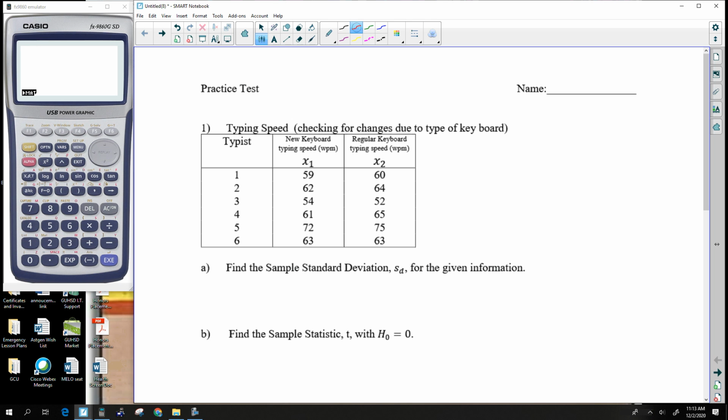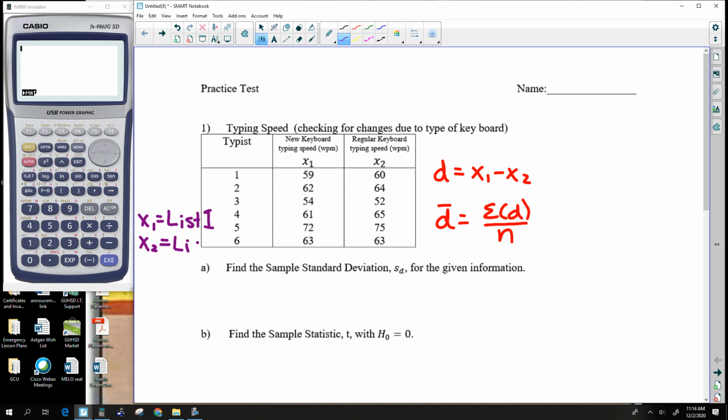So the first thing that we are going to need to do is develop our differences, which will be x1 minus x2. And we also need to get those average differences, which is the sum of those differences divided by the number of numbers. Okay, so I initially set up my calculator by putting x1 into my calculator as list 1, and then I take x2 and I put that in my calculator as list 2. So ultimately, this difference right here, which is x1 minus x2, is list 1 minus list 2. Okay, I'll need this in my calculator for future calculations, for instance, when I find this average difference.